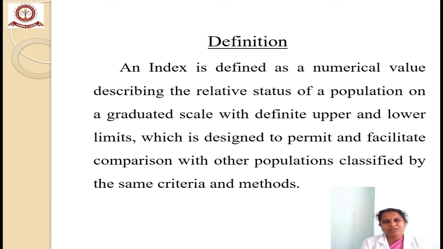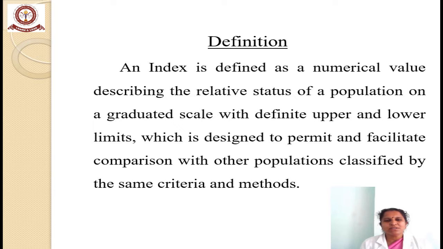What do you mean by an index? Russell has defined an index as a numerical value. So, it is a number. What that number will tell us is it describes the relative status of a population. That is, it tells about the status of the population. The status might be the dental caries status or the periodontal status or the oral hygiene status, and it goes on. So, it is a number which describes the status of a population.